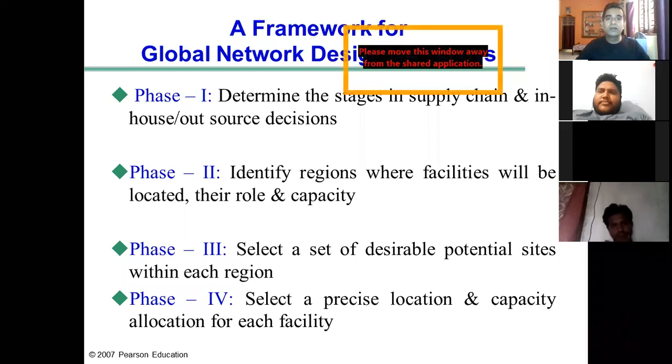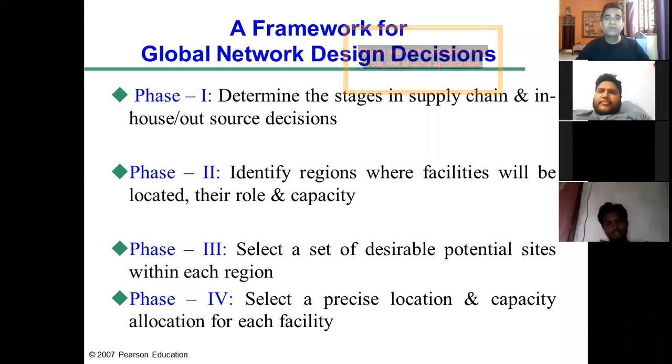So how a company which is truly global, a multinational company, goes ahead and designs its global network. It means how they decide on their suppliers, distributors, retailers, and the location of the facilities, capacity of the facilities, and how each market is allocated to each facility. Okay, so this is what we are going to learn.